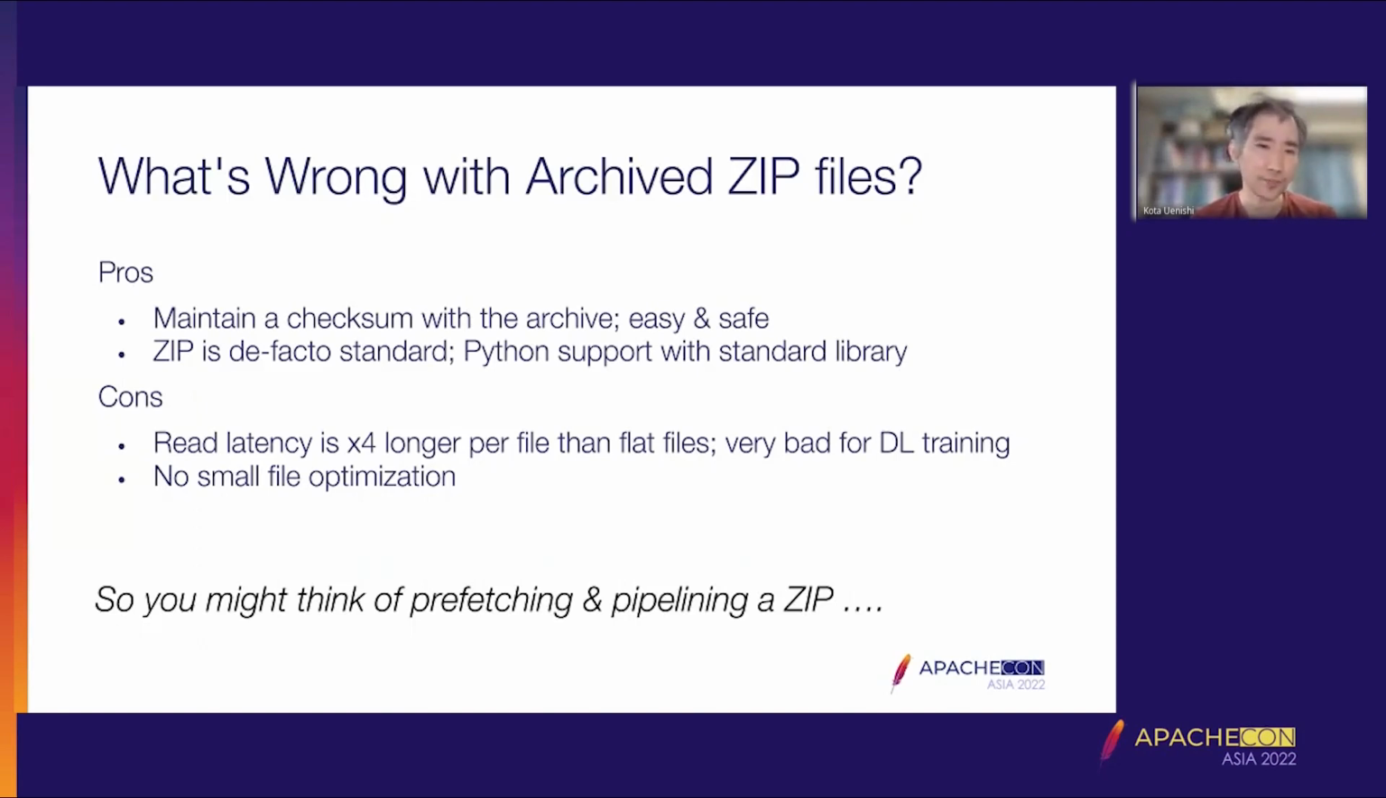Also, zip is a de facto standard, supported by Python in the standard library, so you don't have to install any additional archive formats or libraries. And the con is that the read latency is 4 times worse than the flat files format, and that is not good for deep learning training, and we can't have small file optimization in data nodes. So let me describe the latency here. You might think a workaround would be prefetching files or pipelining the reads to the zip.